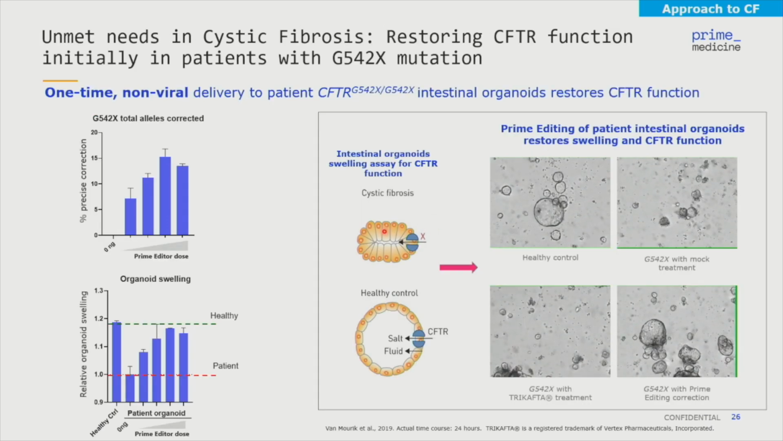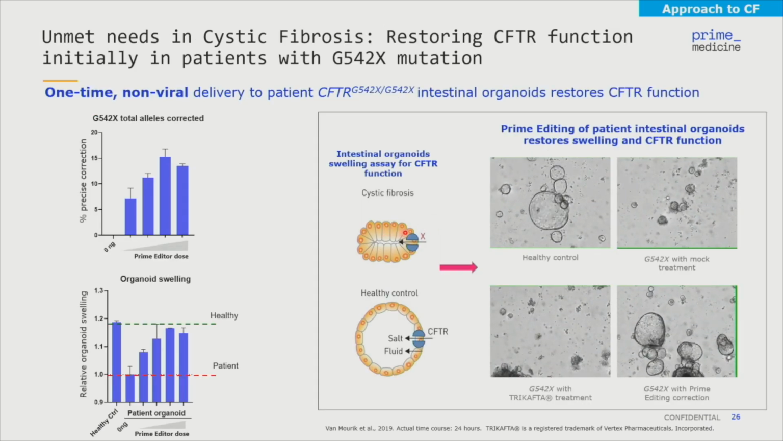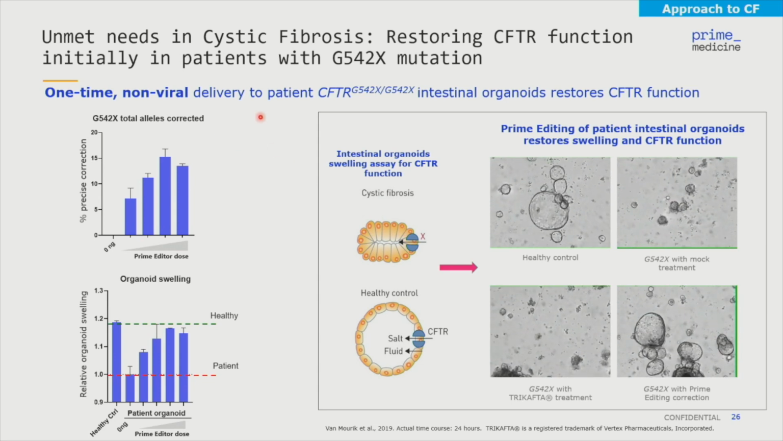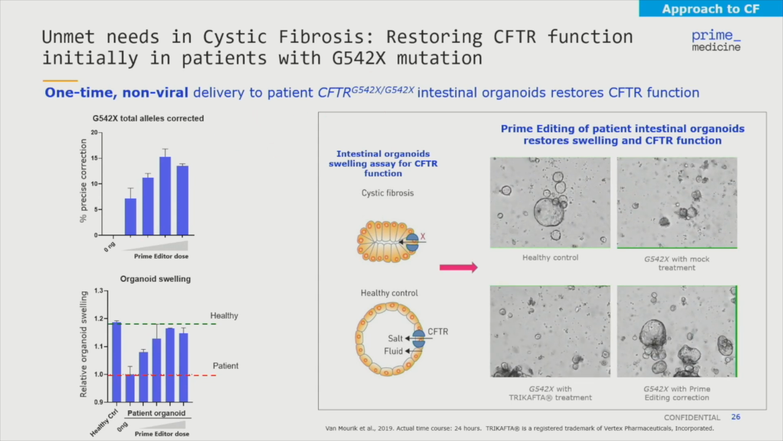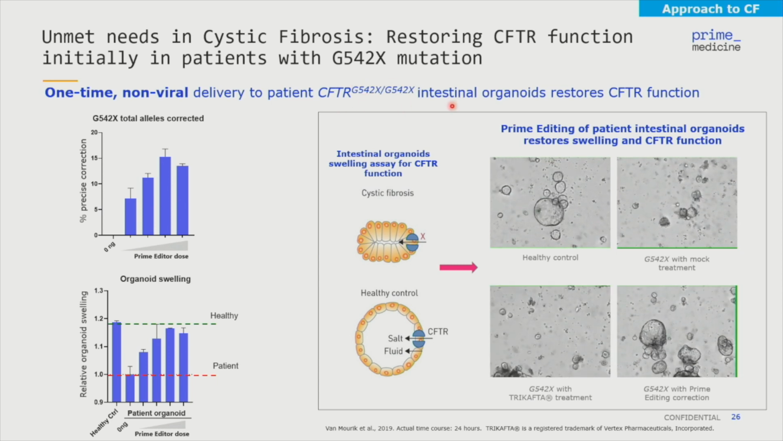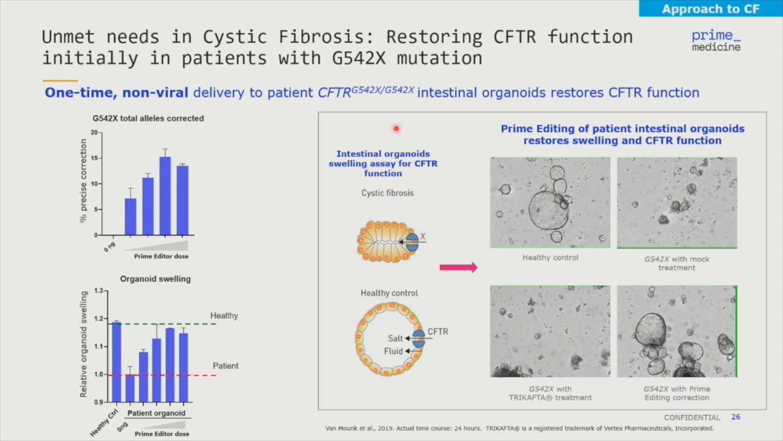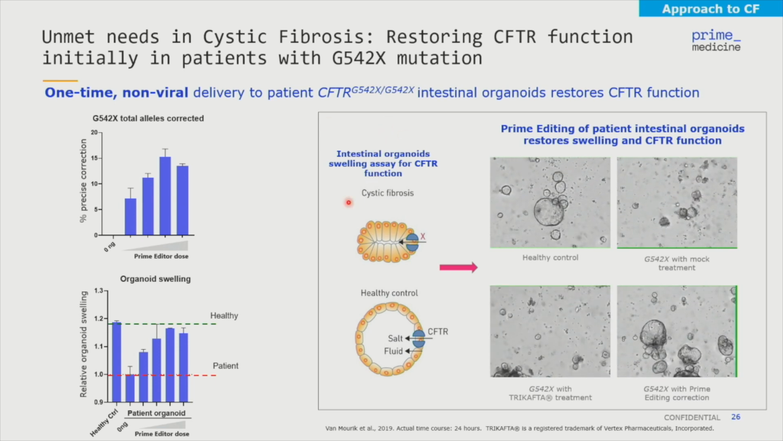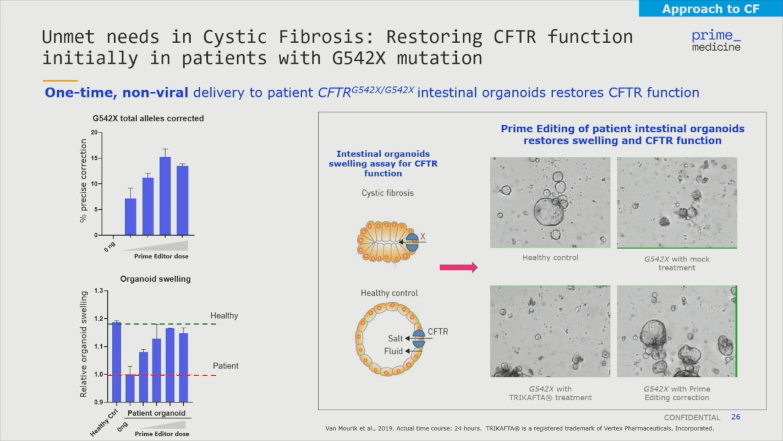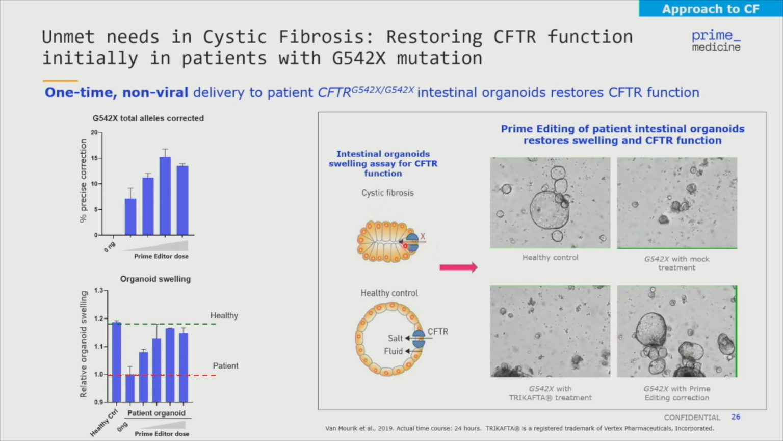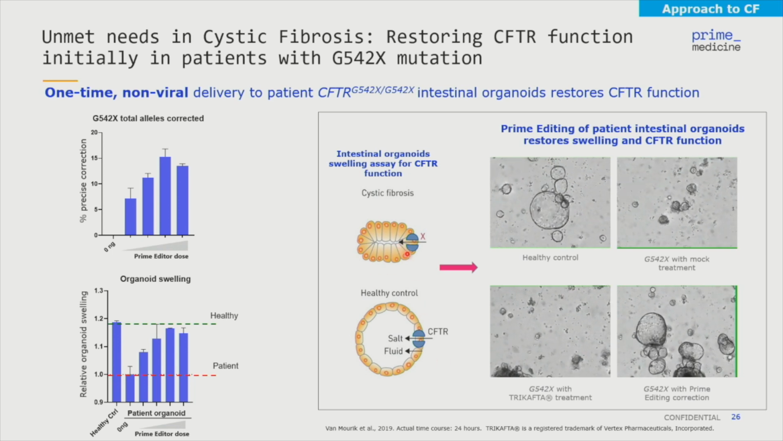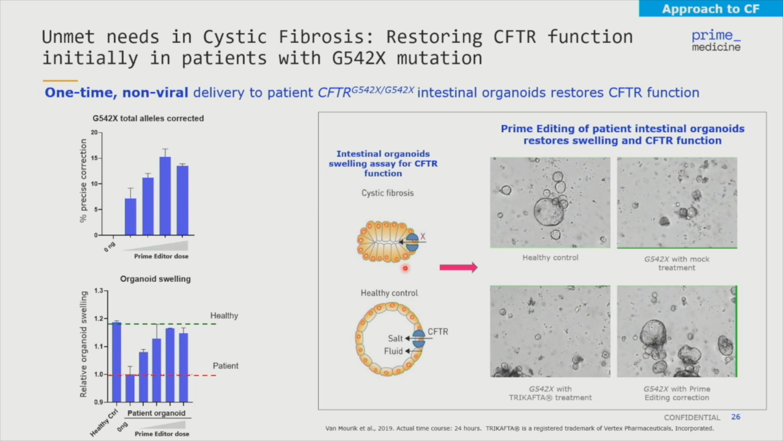There we go. So we've developed internally a human intestinal organoid system. We have G542X homozygous null stem cells that we can differentiate into organoids. And what we're showing you here is this swelling assay, which I think is very familiar to many of you. It's an intestinal organoid swelling assay where, when the CFTR protein works normally, the organoids swell in response to forskolin. But when the CFTR is mutant, they don't swell.